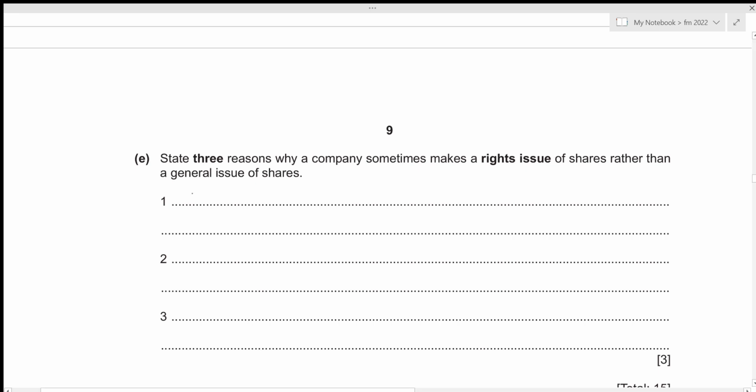Let's write it down. Avoids dilution of ownership. And secondly, since we are catering to our existing shareholders, we do not need to deal with other outside parties, right? Which means that this is less expensive as well as faster in process. So let's write it down. Less expensive as well as a faster process.